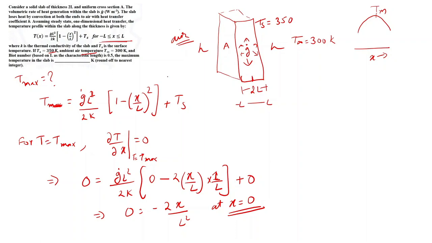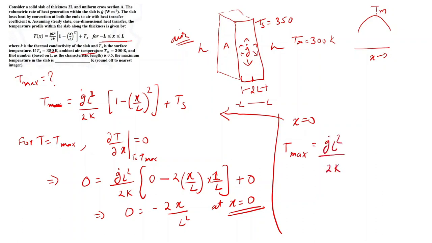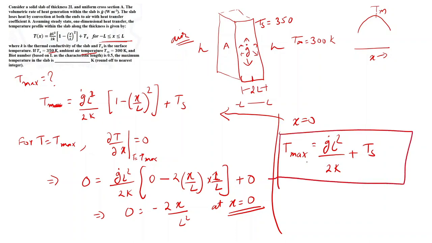Now if I have to find the maximum temperature, I will just put x equal to 0 in this equation, and we get T max equal to g dot L square upon 2k, and if I put x equal to 0, this entire term becomes 0 into 1, and then we have the Ts term. So this is my maximum temperature that we have been asked to find. Now we need to find all these parameters and replace them into this equation to find the maximum temperature.